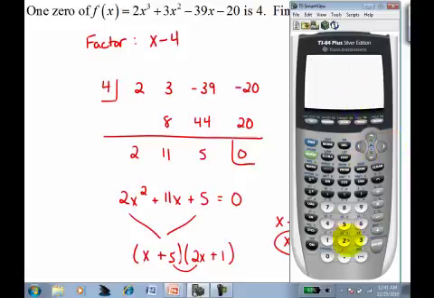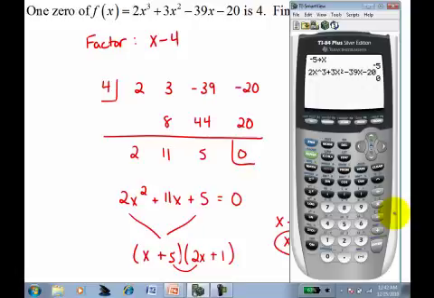So negative 5, store x, and then type in 2x cubed plus 3x squared minus 39x minus 20, and that should give me 0, and I can do the same thing by storing negative 1/2 to see if that's right.